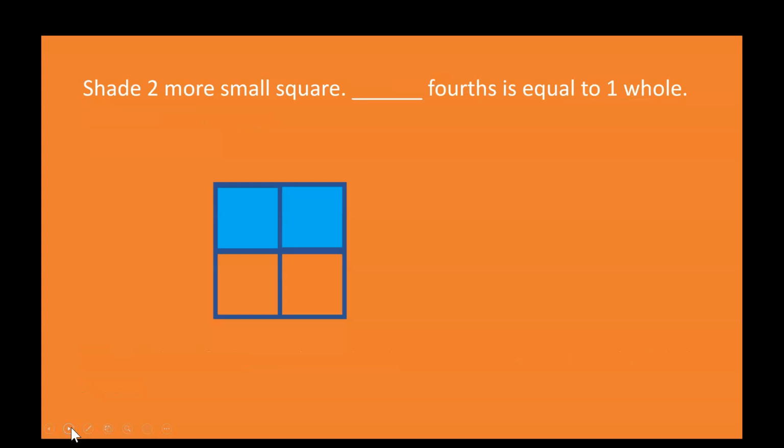Let's shade 2 more squares. 1, 2. So how many parts are shaded now that make up a whole? 4. There are 4/4 shaded, and that equals 1 whole.